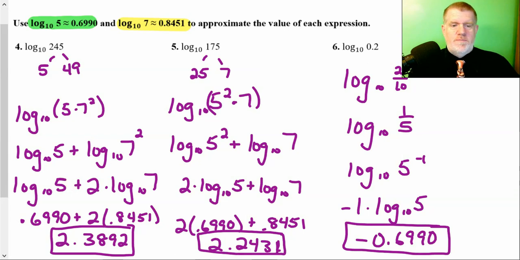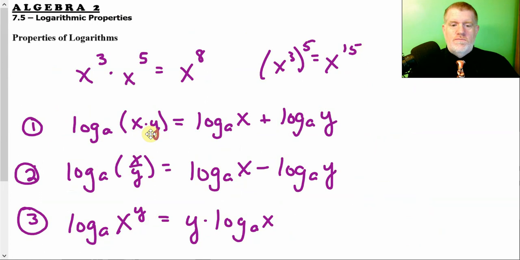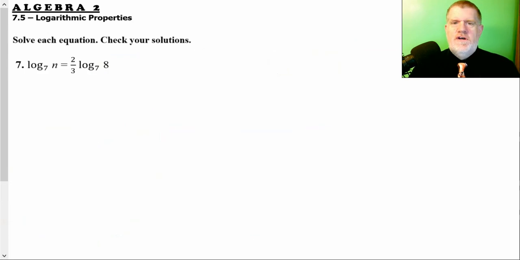We're going to be using those properties of logarithms that we learned. And a quick recap. When you multiply logs, you may add them. When you divide a log, you may subtract them. And when you take a log raised to a power, you may multiply it. Well, let's use all of that information to figure out certain equations. So here we go.